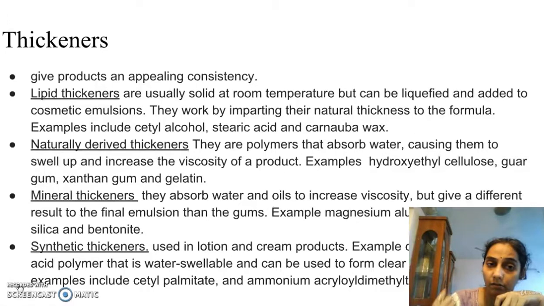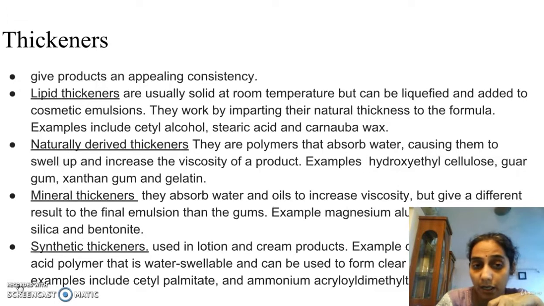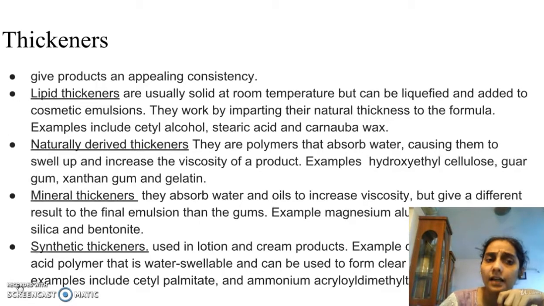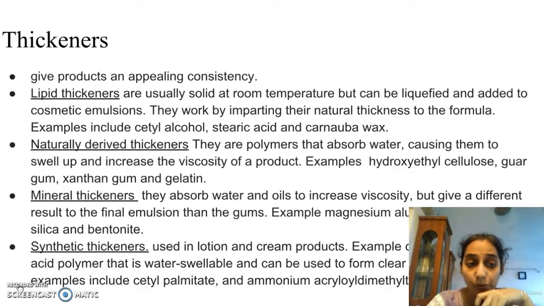What are the lipid chemicals that can be used as thickeners? They are cetyl alcohol, stearic acid, carnauba wax, or any kind of wax. Then are naturally derived thickeners. They are polymers that absorb water, causing them to swell up and increase the viscosity of the product. Examples are hydroxyethyl cellulose, guar gum, xanthan gum, gelatin. They absorb water and then they give you the gel kind of consistency. That's why they are very much used in masks and even shampoos also.